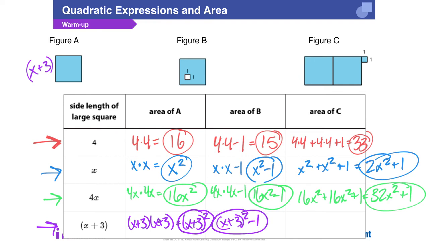And then figure C, remember each of these squares is going to be x plus 3 squared. So I have 2 x plus 3 squareds. I'm simplifying here as we go. And then adding that one little square. So for all of these that have variables, we aren't able to come up with actual numbers, but we're able to come up with expressions that we could plug a number in for x and figure out the area of that figure.